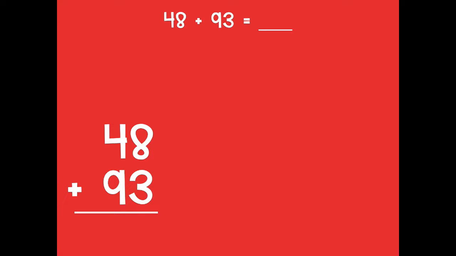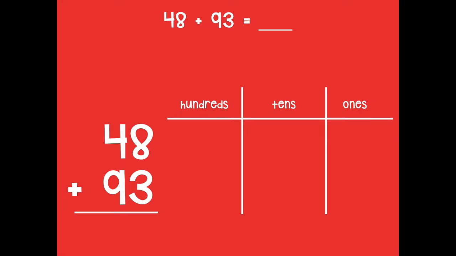So I rewrote my problem vertically. Remember, you have to line up your numbers nice and neatly. So you have to line up the ones with the ones and the tens with the tens. That means my 8 and 3 are in the ones place, so they are lined up nice and neat here together. My 4 and 9 in the tens place are lined up nice and neat as well. Then I can model this on my place value chart.